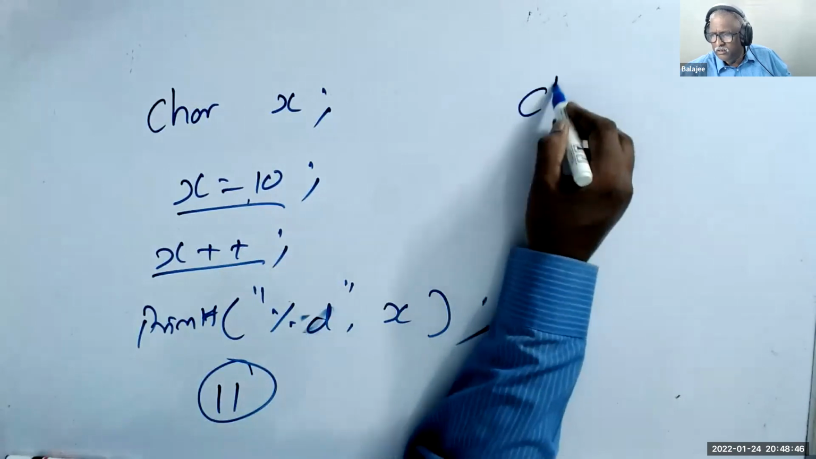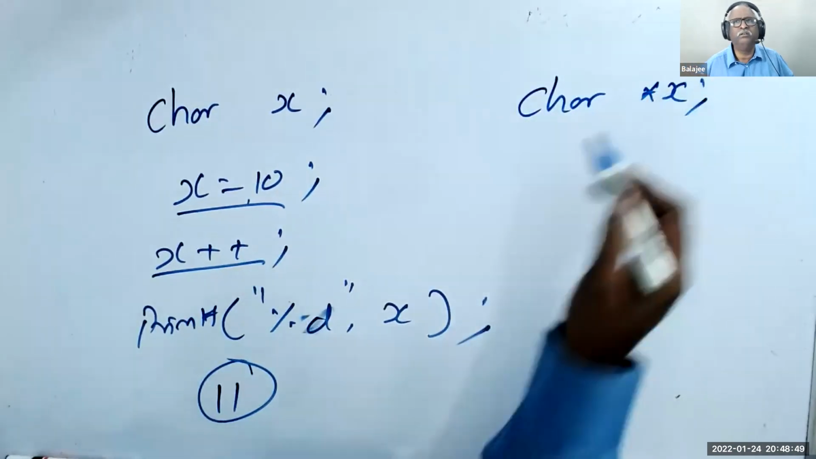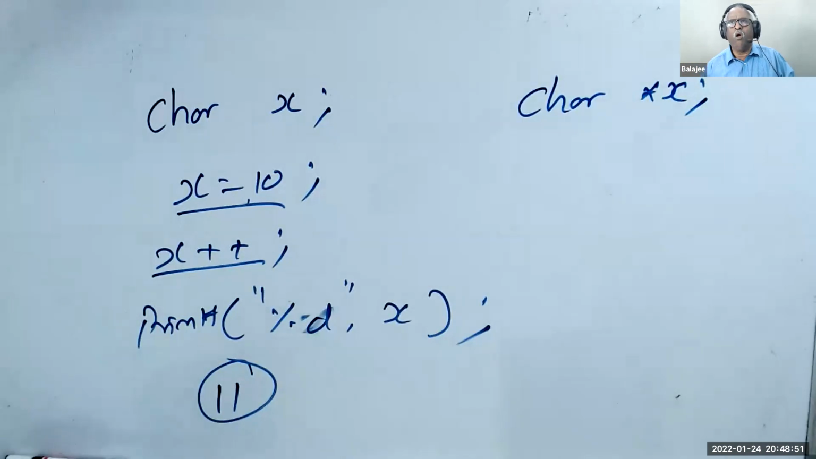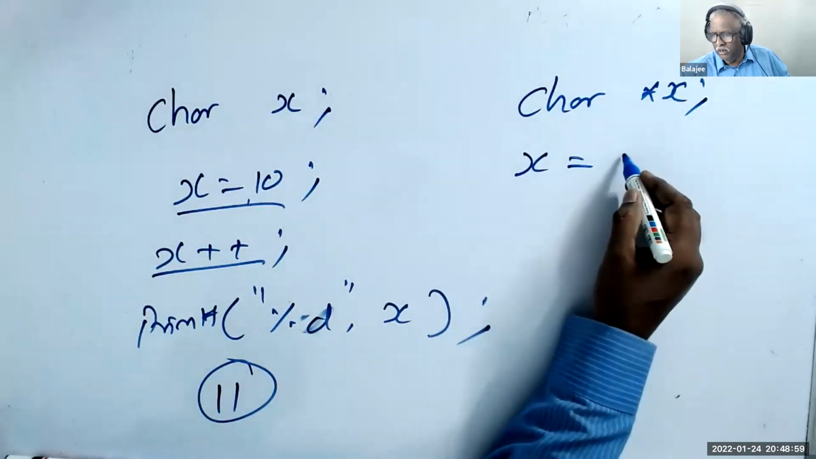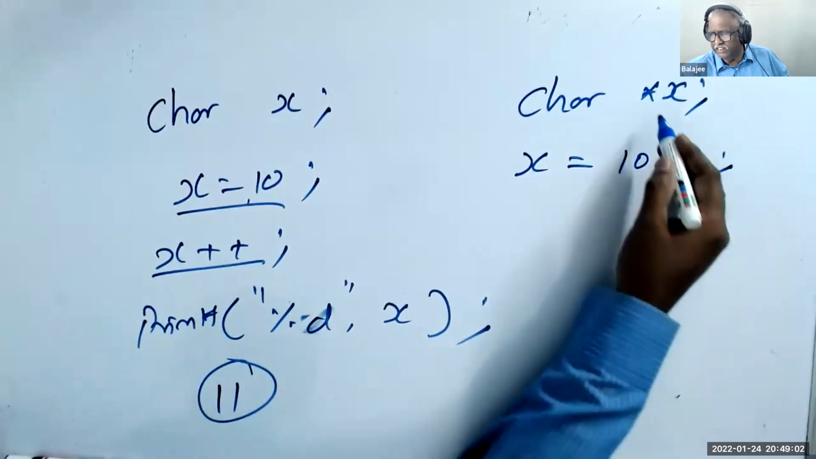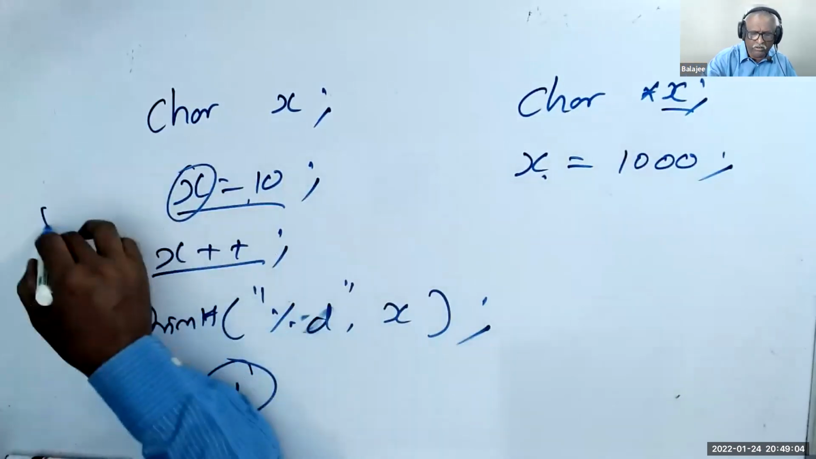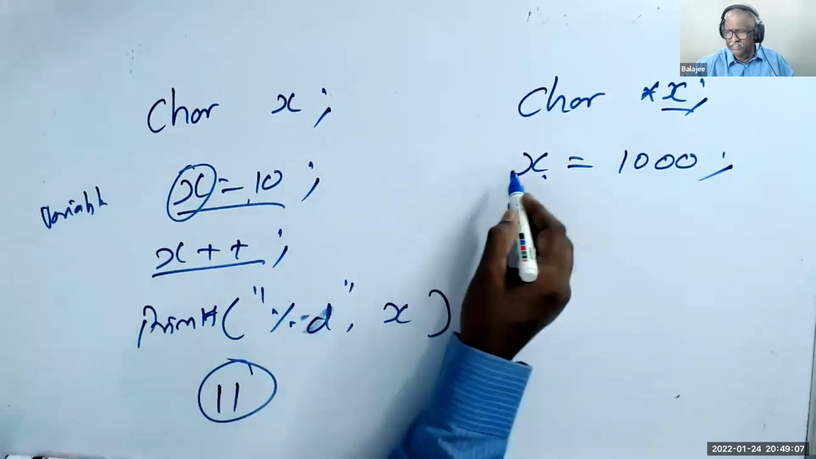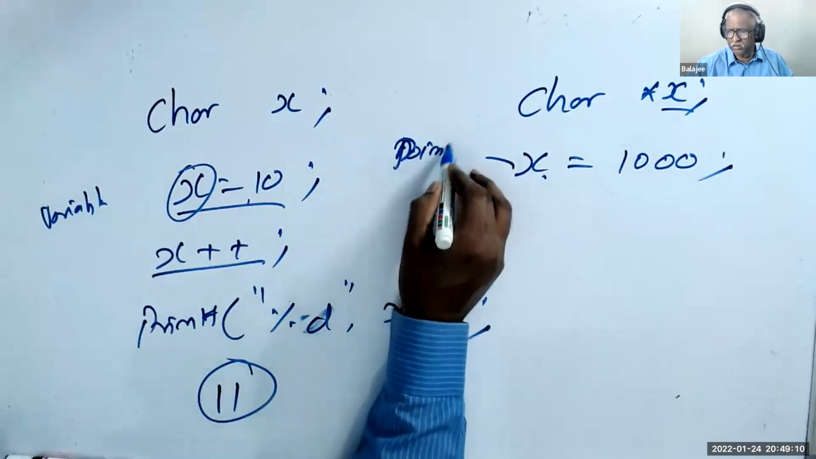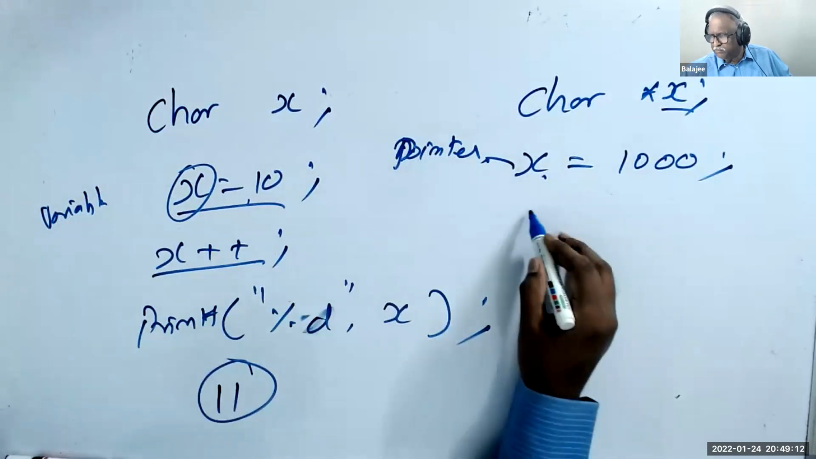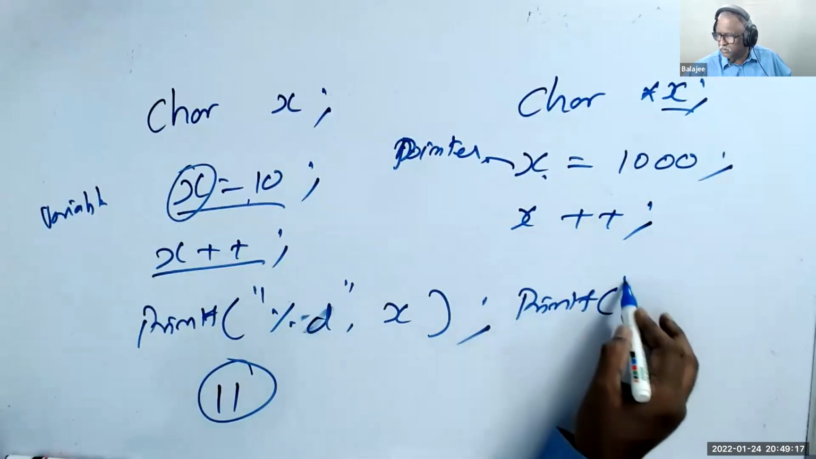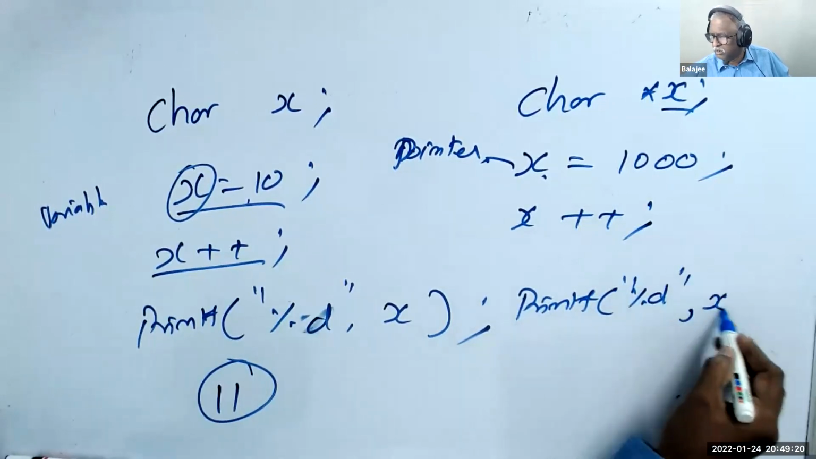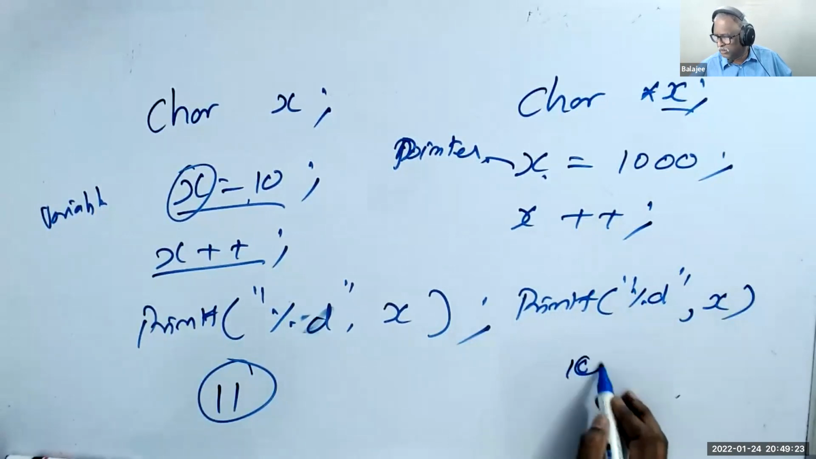If we put here char star x, x is equal to 1000, because x is an address now. In this case, x is a variable. In this case, x is an address pointer. Now we say x plus plus, printf, I get 1000, 1001.